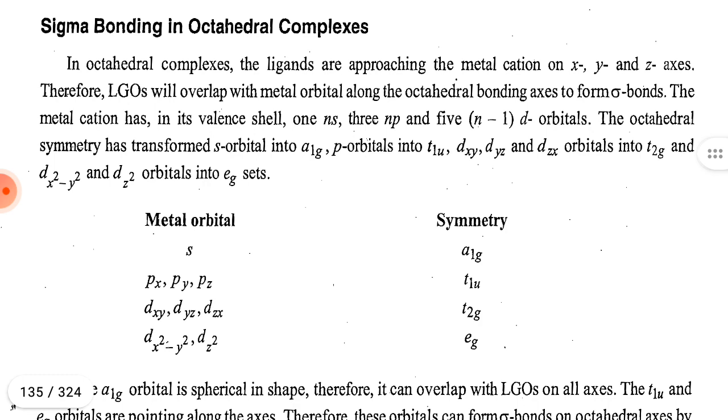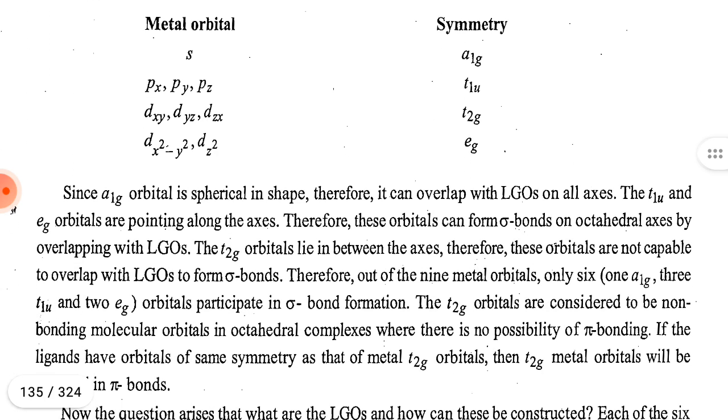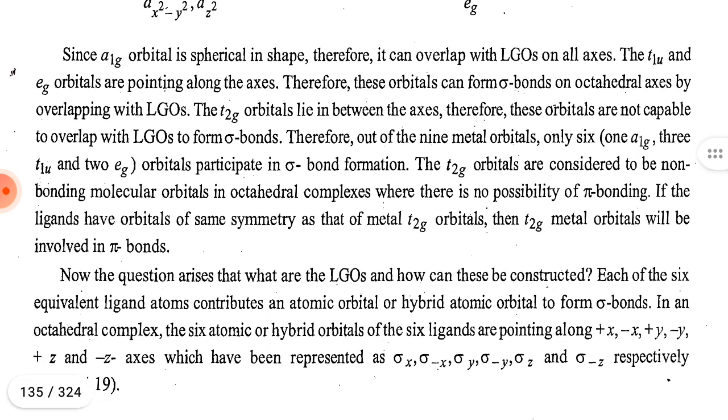The metal cation has in its valence shell one ns, three np, and five (n-1)d orbitals. The octahedral symmetry has transformed the s orbital into a1g, the p orbitals into t1u, the dxy, dyz, and dzx orbitals into t2g, and the dx²-y² and dz² orbitals into eg sets. Metal orbital s has symmetry a1g, metal orbitals px, py, pz have symmetry t1u, metal orbitals dxy, dyz, dzx have symmetry t2g, and metal orbitals dx²-y² and dz² have symmetry eg.